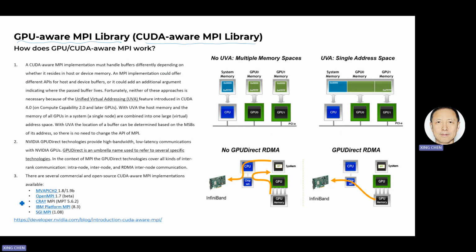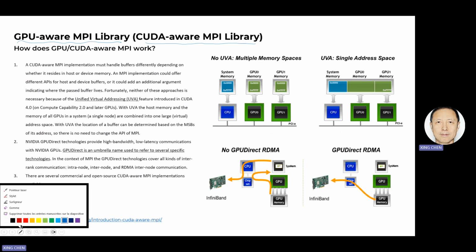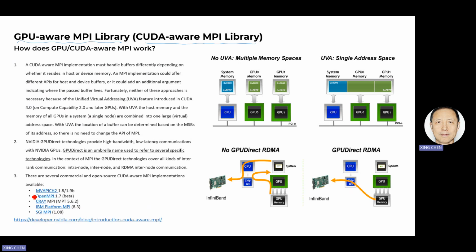This kind of library is called a GPU aware MPI library. So there are all these libraries which are GPU aware. For this kind of library, the answer is yes. You can send the data, and the server on the other side can receive the data. The destination and the origination of the data could both be the GPU memory.